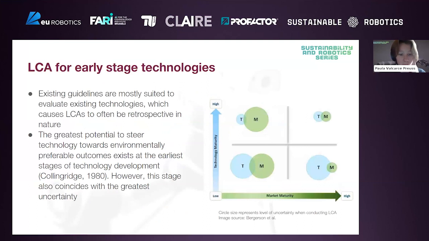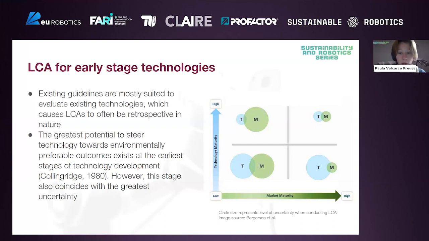So this is the theory, but it's not really a very commonly used method in robotics at this point. So what is the problem? The problem is that mostly LCA is geared towards existing technologies. The methods that exist assume that you have more or less a market-ready technology that you can then analyze. But obviously this is not optimal, because what you want to do is improve your product at the beginning of the development stage, when you have the most potential to change it.